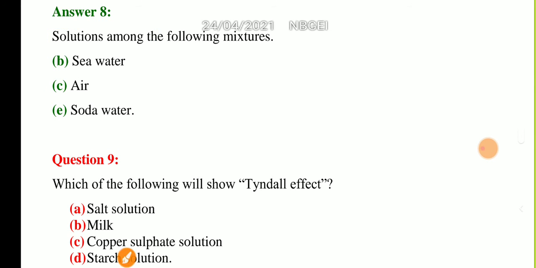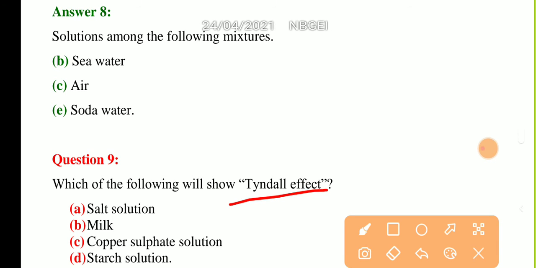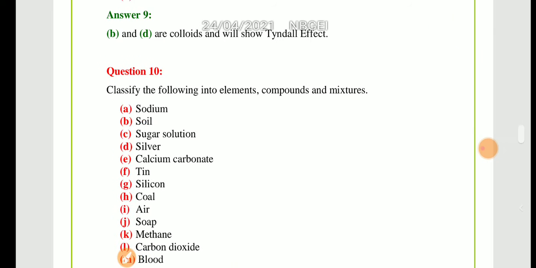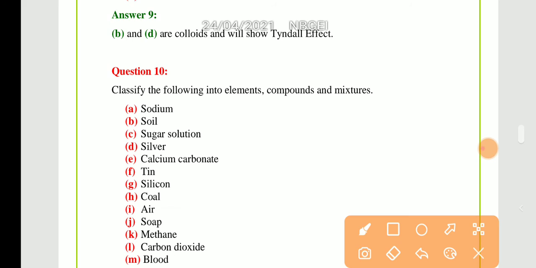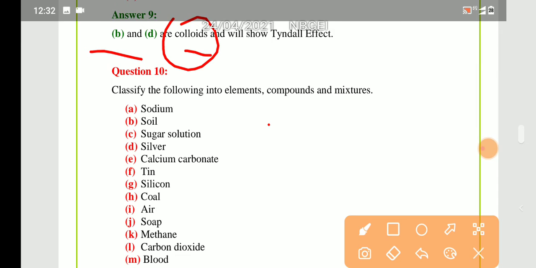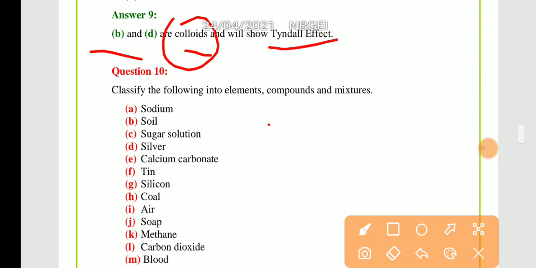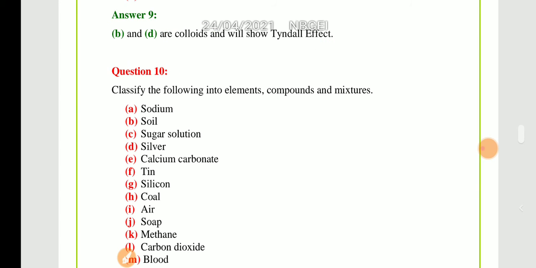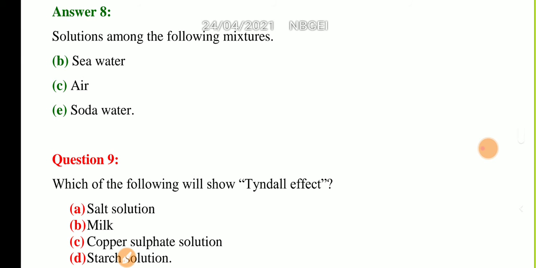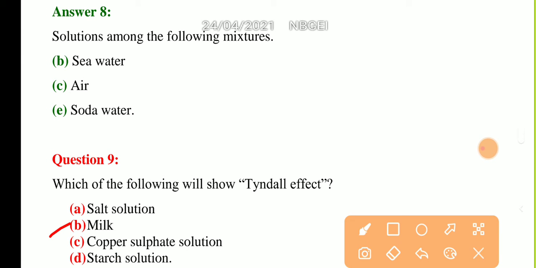Okay. Now question number 9. Which of the following show the Tyndall effect? So you have to identify the Tyndall effect in the question. Here options B and D are the colloids. Whichever are colloids show the Tyndall effect. So those are the examples of colloids. They show the Tyndall effect. So option B and D. Option B is milk and option D is starch solution. They show the Tyndall effect.